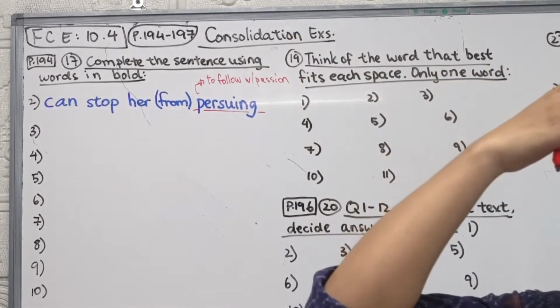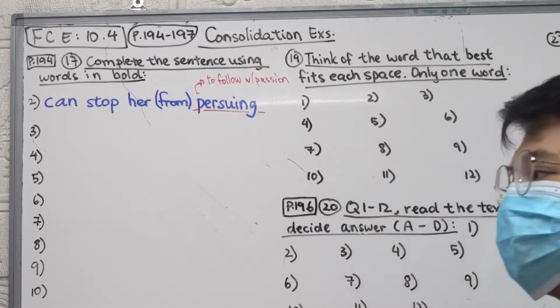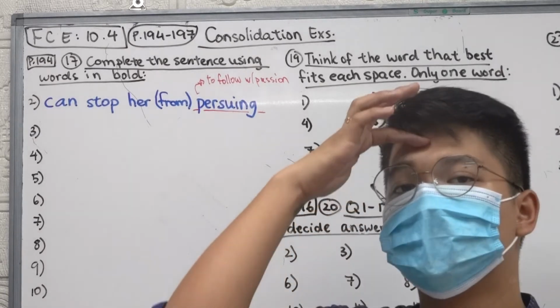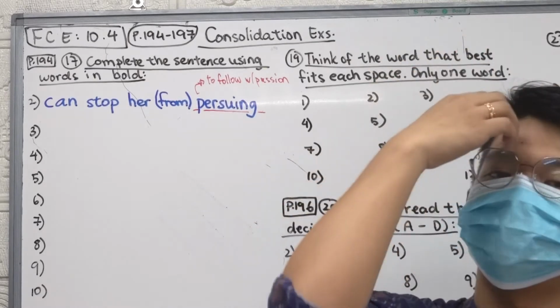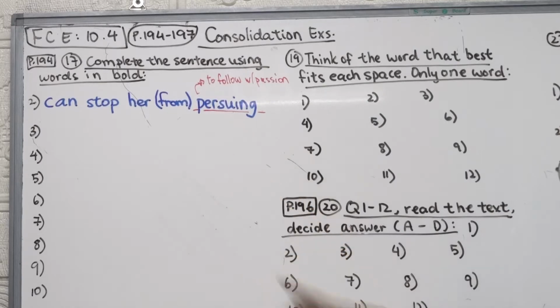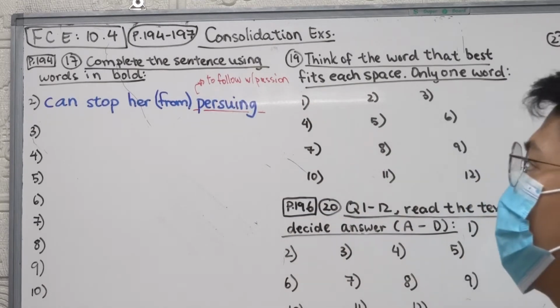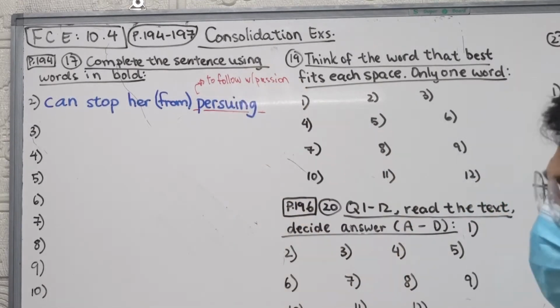Usually we use this about following one's dream. For example, there's a famous movie called The Pursuit of Happiness. Pursuit also comes from the word pursue. That means the activity of following one's dream to be happy. So to follow with passion, pursuing. All right, let's move on to number 3.